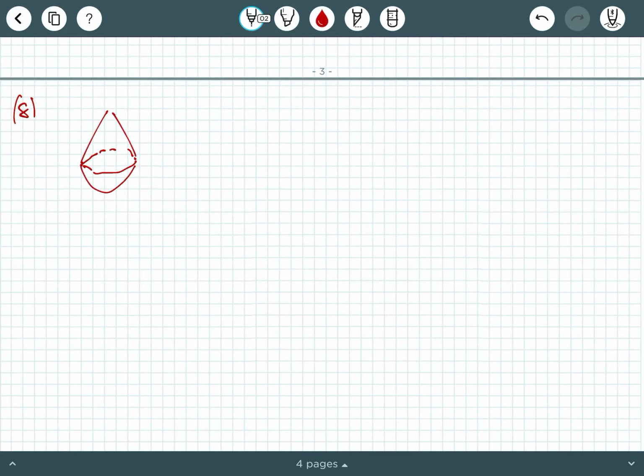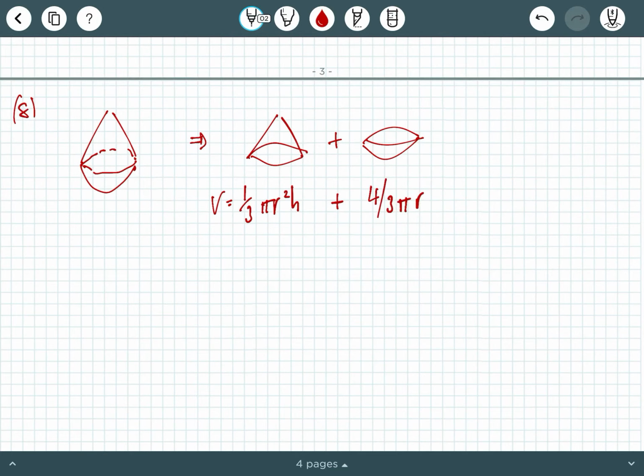If you look at this shape, we can see it's made up of, excuse the drawing, a cone plus a hemisphere. Now they want the volume. What's the volume of a cone? The volume of a cone is 1/3 pi r squared h. What's the volume of a hemisphere? That's 4/3 pi r cubed divided by 2.